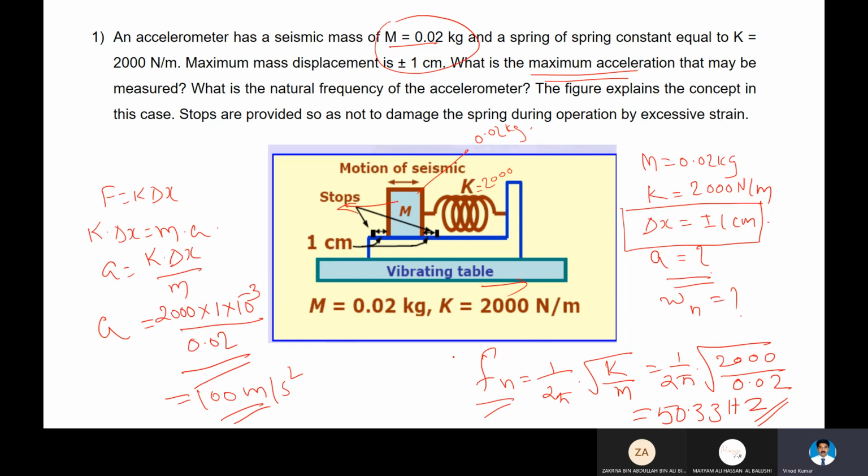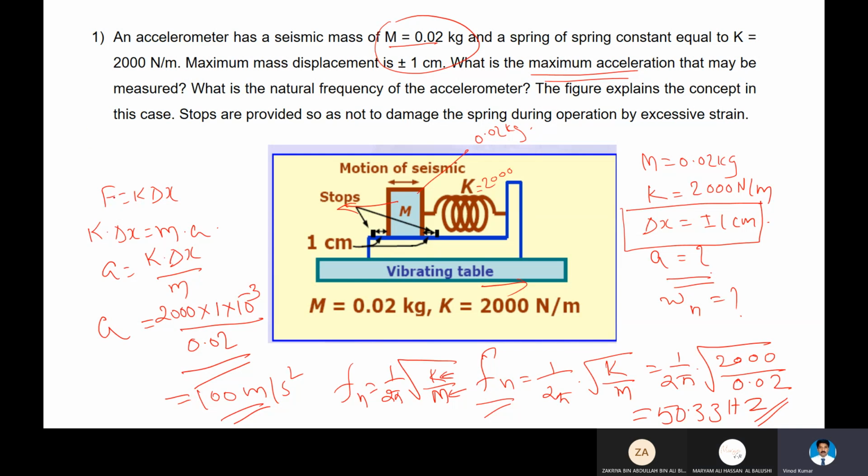So this equation is new to you. The natural frequency equal to 1 over 2 pi square root of K by M. You are going to study this in vibrations also. K is spring constant and M is mass. Any doubt in this? Any questions here? No, doctor. I can proceed, right?